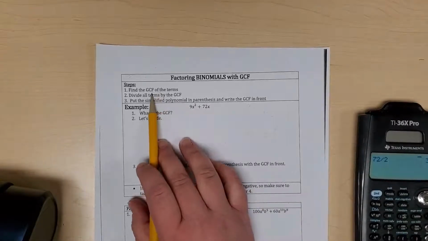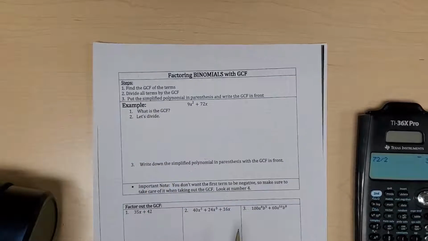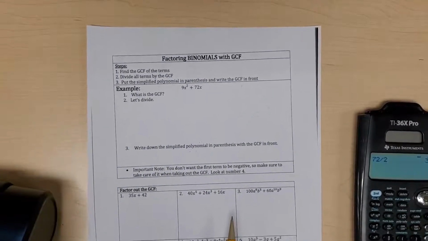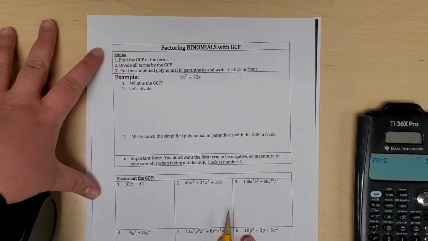First is to find the GCF, then we're going to take that GCF and divide all the terms by it, and then you put the simplified polynomial in parentheses and write the GCF in front. So that would be your final answer. So let's take a look at how that works.